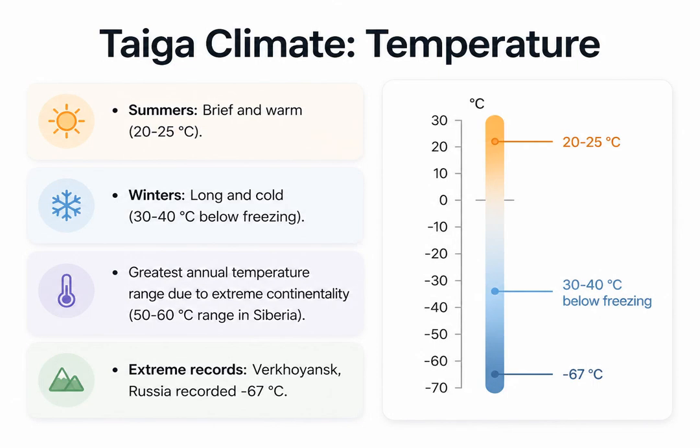Let's look at the temperature profile of the taiga. Summers are brief, but surprisingly warm, reaching 20 to 25 degrees Celsius. However, winters are notoriously long and bitterly cold, often plunging 30 to 40 degrees below freezing. Because these regions are deep inland, away from the moderating effects of the ocean, they experience extreme continentality. This results in the greatest annual temperature range in the world, sometimes a 50 to 60 degree difference between summer and winter in Siberia. In fact, Verkhoyansk in Russia once recorded a staggering minus 67 degrees Celsius.